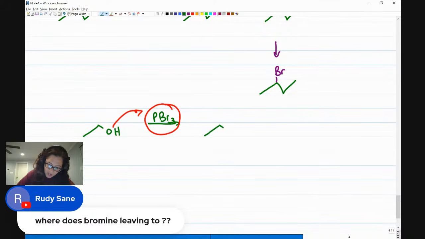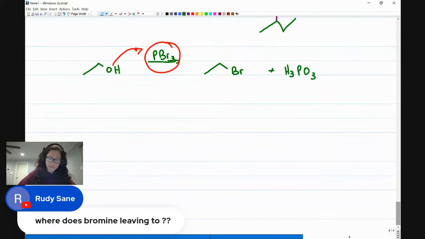And then what I'm left with is just a bromine. And the rest of the molecule on the side, in this case, will be H3PO3, but you don't have to worry about that, or you may not have to worry about that.